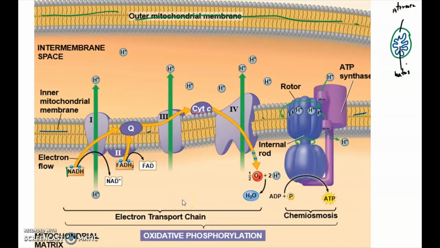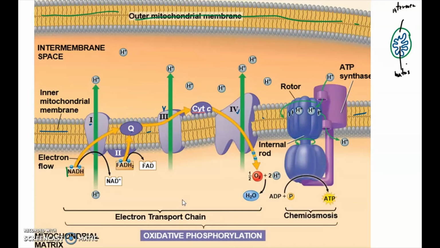And you'll see that the inner mitochondrial membrane has lots of proteins that span the membrane. It's got protein 1, and then there's a protein 2, and there's a Q, there's a protein 3 here, 4 is here, and then we've got this large ATP synthase. We've got lots of proteins that are spanning the membrane.